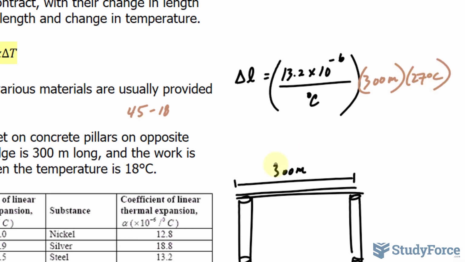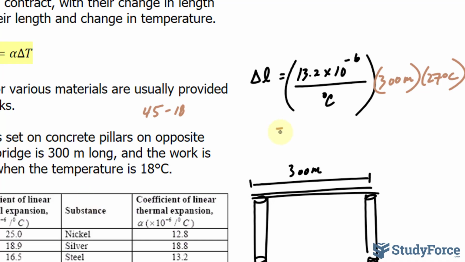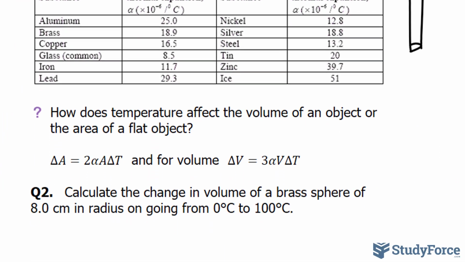27 degrees Celsius. Using our calculator really quickly, we have 13.2 times 10 to the power of negative 6 times 300 times 27. That means that the bridge will expand by 0.106 meters. And to put that in perspective, that's 10.6 centimeters. So we need 10.6 centimeters of clearance to prevent this bridge from collapsing. Okay, let's move on to the next question.